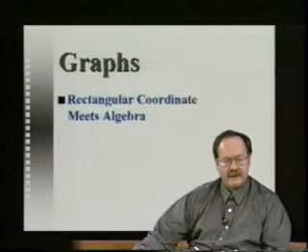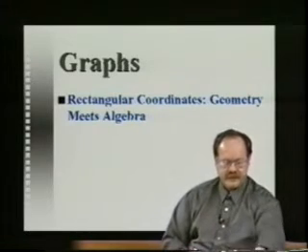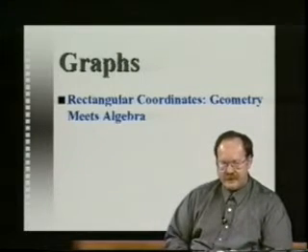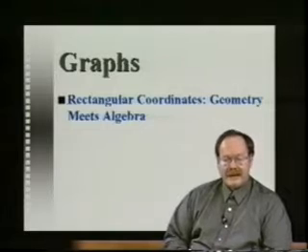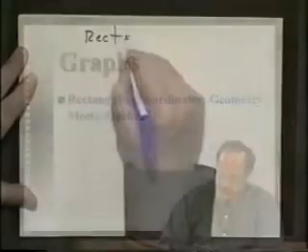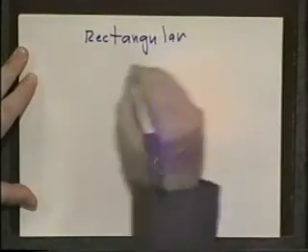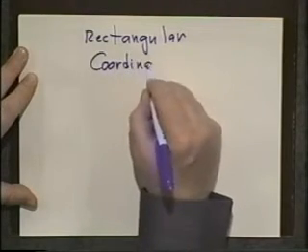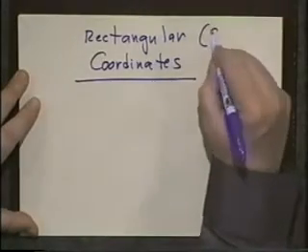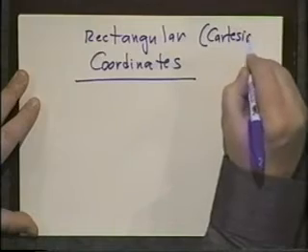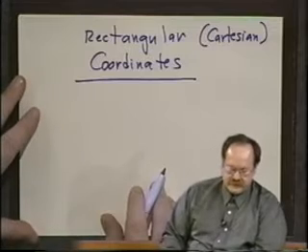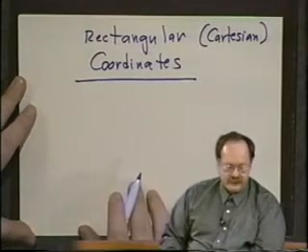All right, the first topic I'd like to talk about is rectangular coordinates. That is where the graphs will be drawn. And this is an example of where geometry meets algebra. This is really something that is part of analytic geometry. All right, so let's look at rectangular coordinates. Now you will see that this is sometimes referred to another way. These are sometimes called Cartesian coordinates because Descartes, René Descartes, was one of the people that invented it back in the 1600s. But we'll just call them rectangular coordinates.